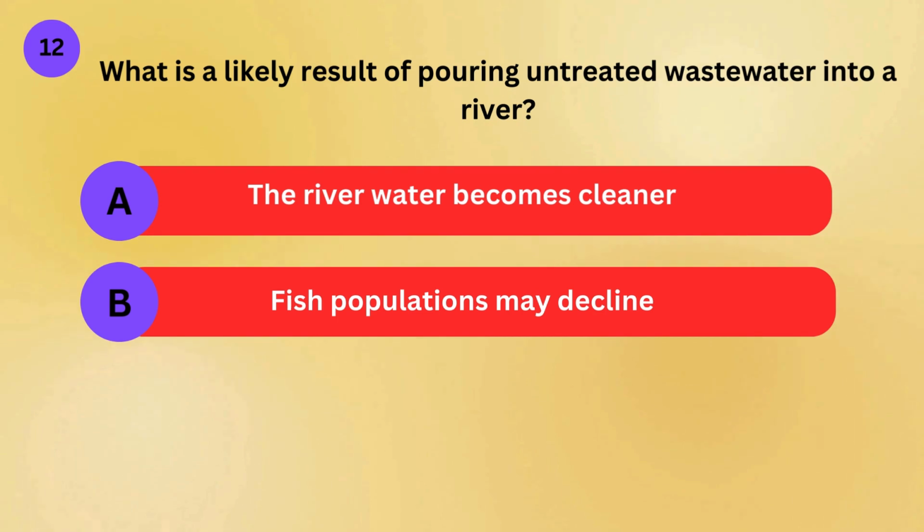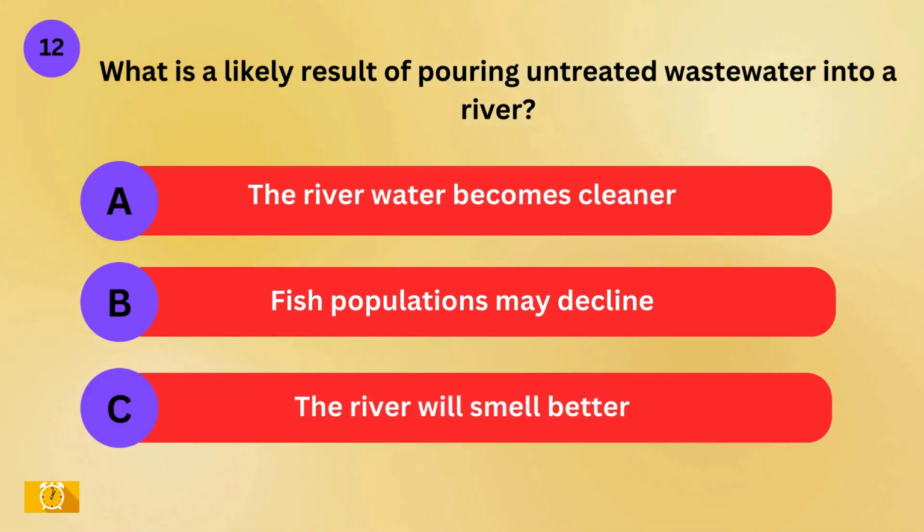What is a likely result of pouring untreated wastewater into a river? The river water becomes cleaner. Fish populations may decline. The river will smell better.